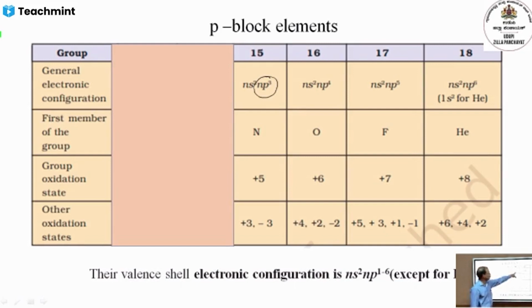Then comes the oxygen family. In the oxygen family, the 16th group, ns2np4 is the general electronic configuration of the elements. They have a specific name, the chalcogens. They are called chalcogens because they are mineral forming or ore forming compounds from which the metals are extracted. In this group you have oxygen and sulfur mainly, where most of the ores are in the form of oxides or sulfides, and from them the metal is extracted, and therefore they are termed chalcogens also.